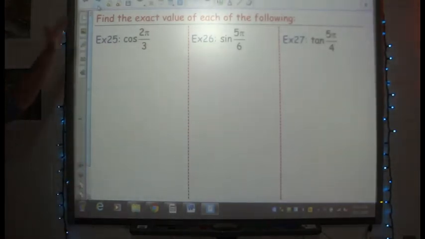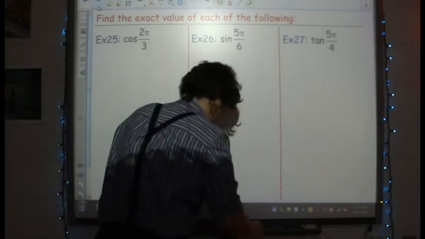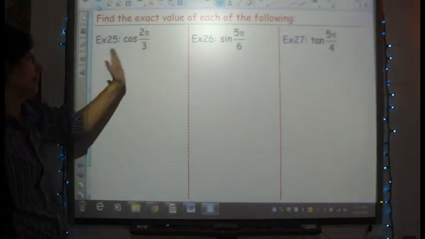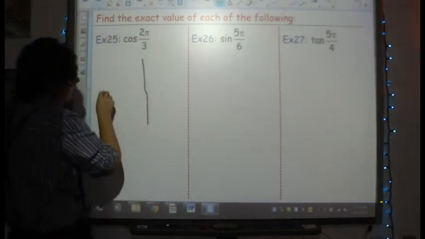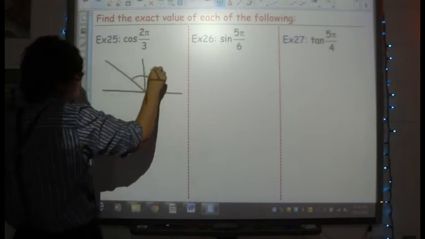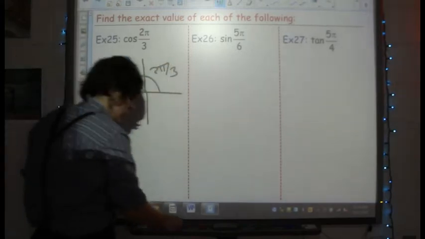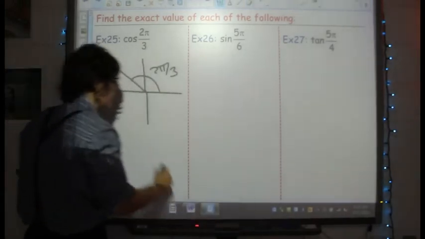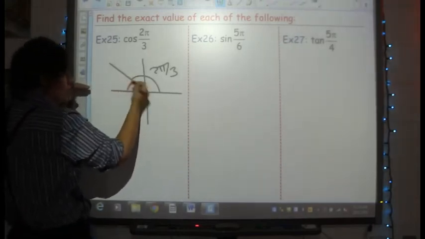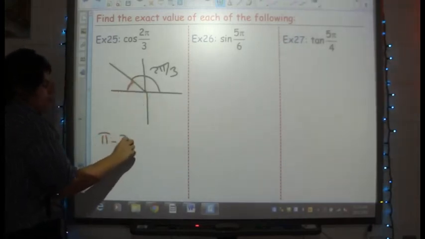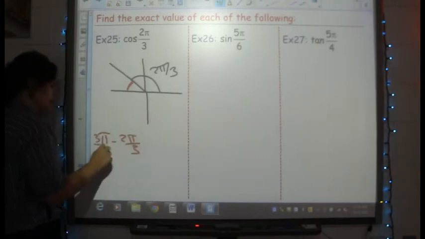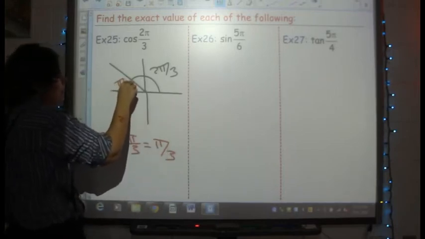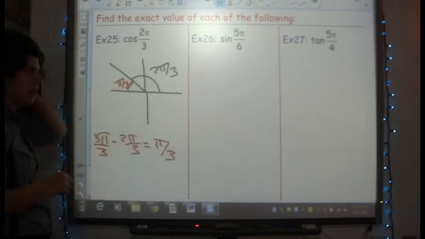So it says cosine of 2 pi over 3. First things first, I need to know what quadrant 2 pi over 3 is. Well, it's 2/3, so it's more than a half and less than a whole. So I'm over here in the 2nd quadrant. So here is 2 pi over 3. Now, I need to find a reference angle. And in order to do that, remember we talked about this is pi. So to find the reference angle, I'm going to say pi minus 2 pi over 3. That's really like 3 pi over 3 minus 2 pi over 3, which gives me pi over 3. But wait, that might ring a bell, because pi over 3.